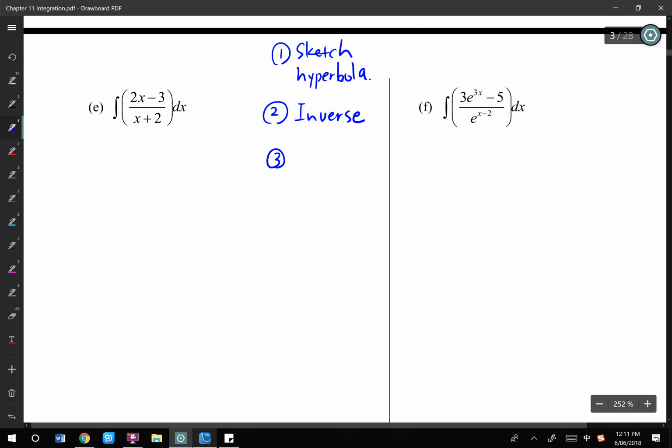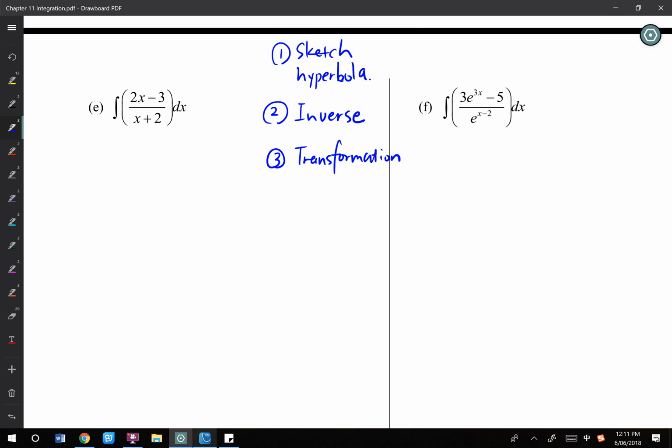The third type is when we do transformations. When we do transformations, we can see this type of function as well. It's a hyperbola transferred to another hyperbola, but we need to do long division to see the hyperbola form.